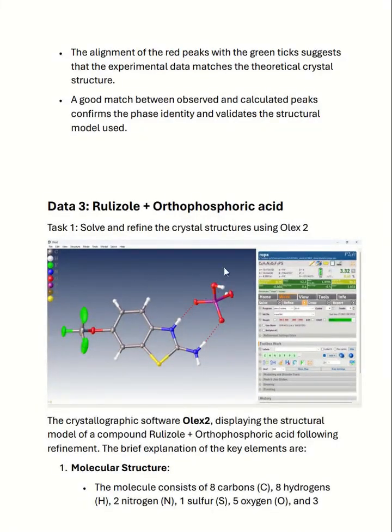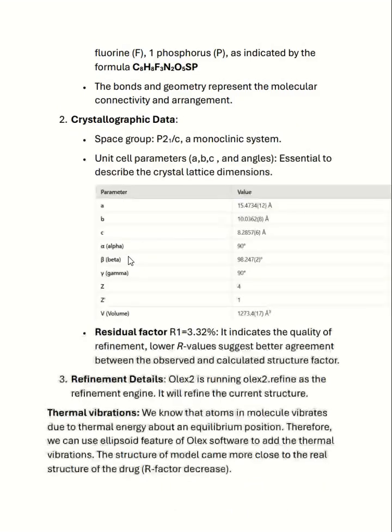This is the rulizole, and this one is the orthophosphoric acid, and this is the structural model. So this is the molecular formula we obtained, and the crystallographic data shows that this is the monoclinic system P21/C, primitive screw axis perpendicular to the C axis, and these are the parameters. Here beta is also not equal to 90, so this is also a monoclinic system. The residual factor obtained here is 3.32%, which is a low value, so quite a good model, and very close to the observed model. Here thermal vibrations are added using the ellipsoid feature.